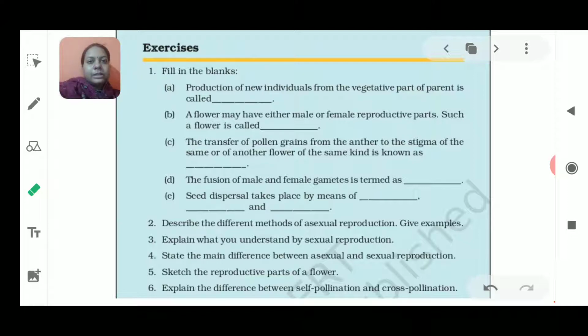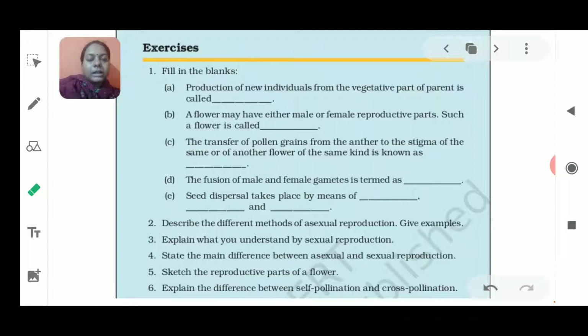So we have started with the asexual mode of reproduction, where we studied budding, fusion, and then fragmentation. After that we saw vegetative propagation, where natural vegetative propagation and artificial vegetative propagation were discussed. In artificial vegetative propagation, the things discussed were processes like cutting, layering and grafting, and in addition to that I have also discussed tissue culture.